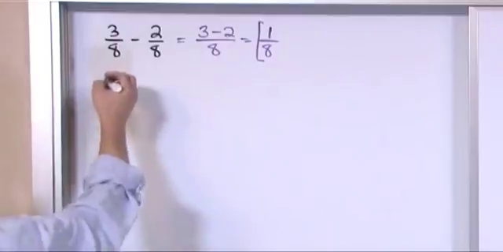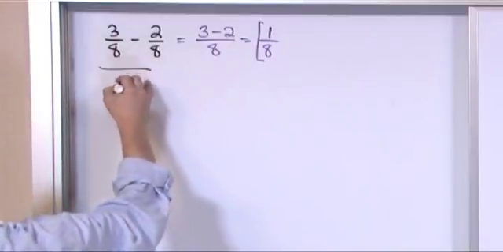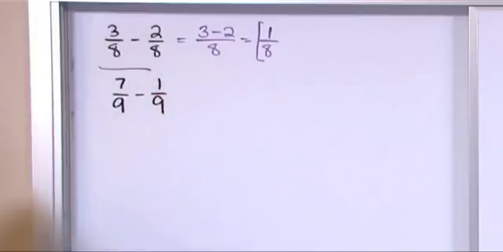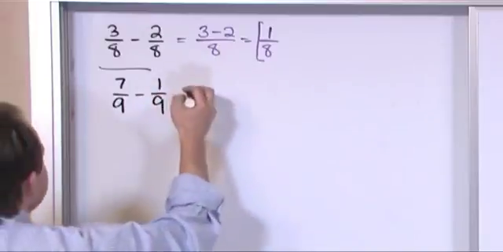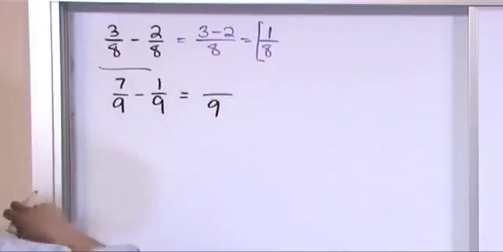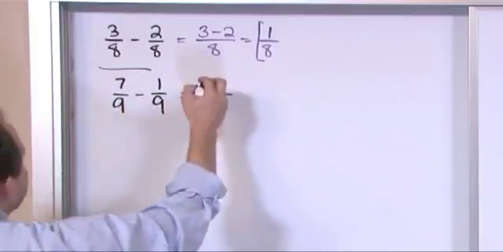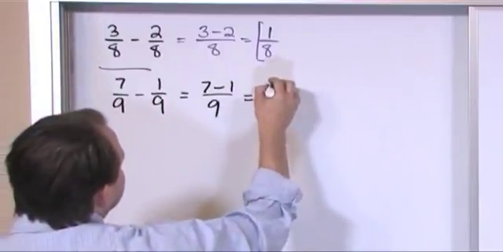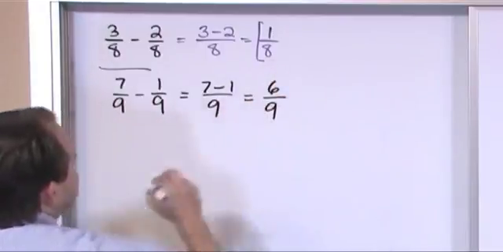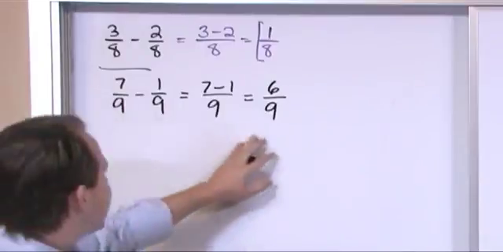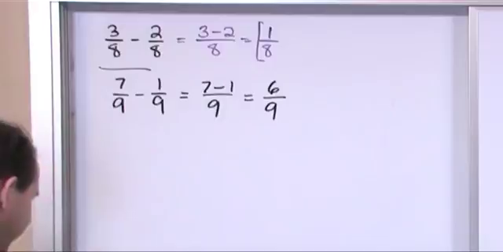So what if we had something like 7/9 minus 1/9? So I check to see if the denominator is the same, and it is. So the denominator stays the same. In the numerator, because I'm subtracting, I'm going to have 7 minus 1. So 7 minus 1 is 6/9.